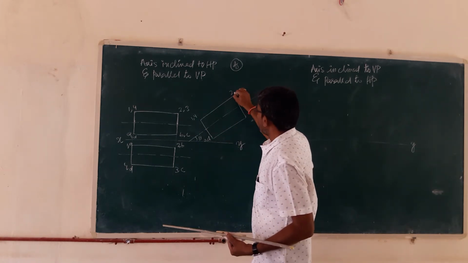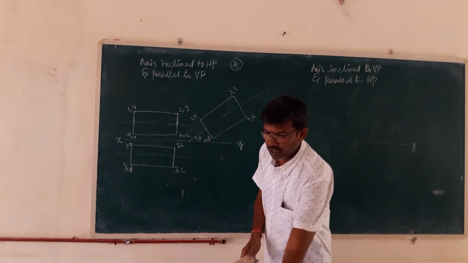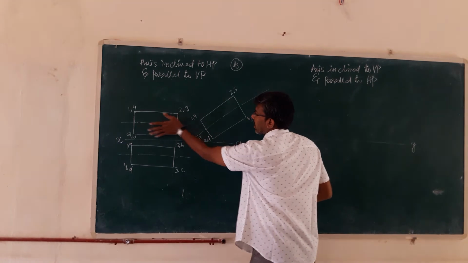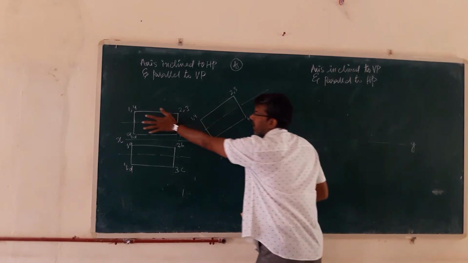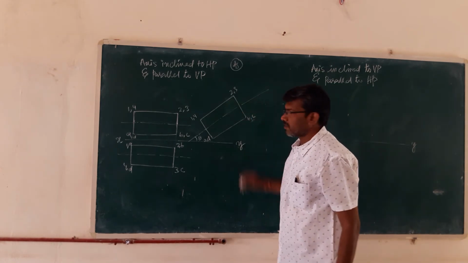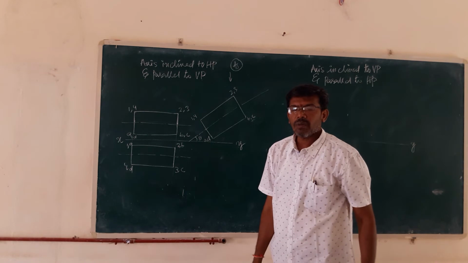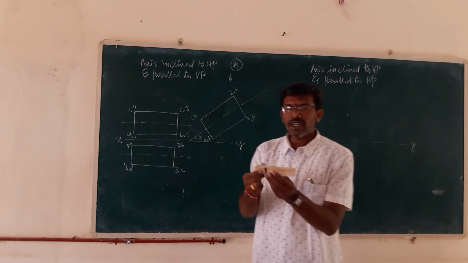So simply I am shifting this figure to here with inclination. Simply I will drag it and I will rotate it. Okay. So after that, when you are seeing from the top, what is visible?